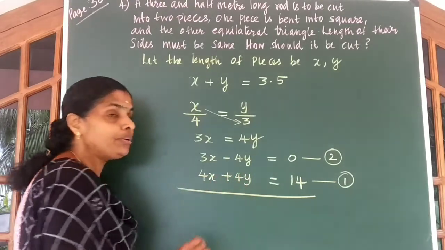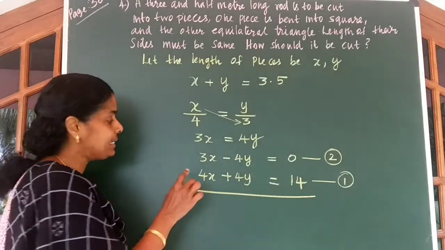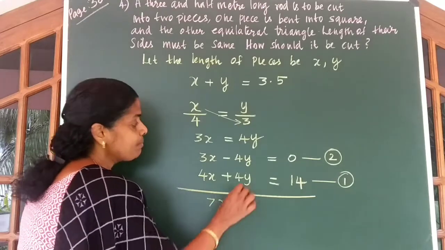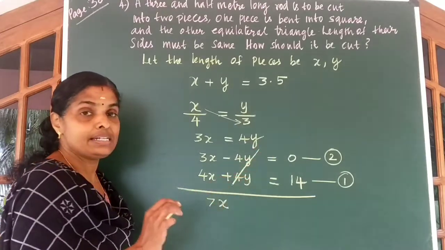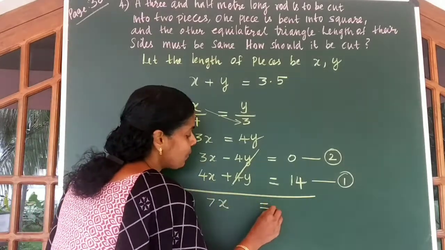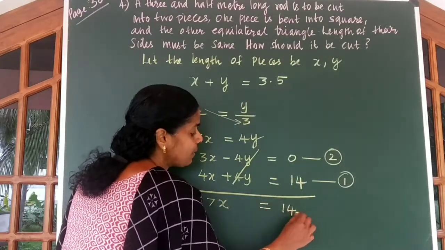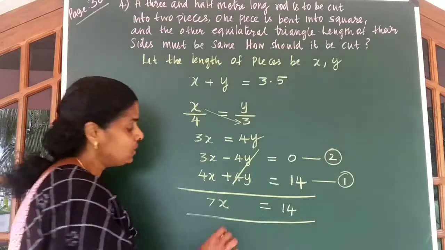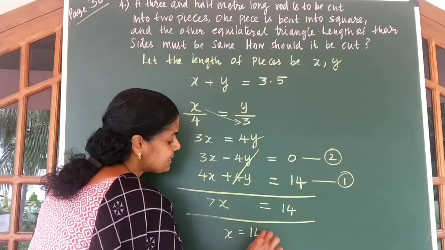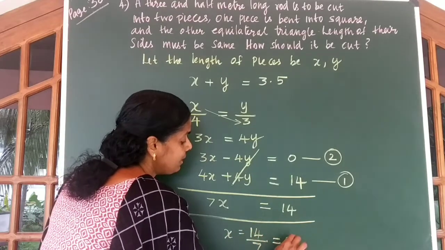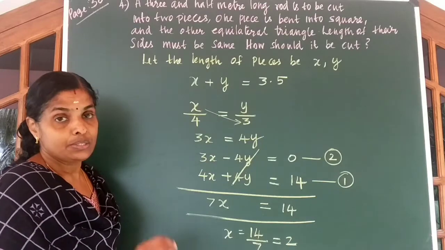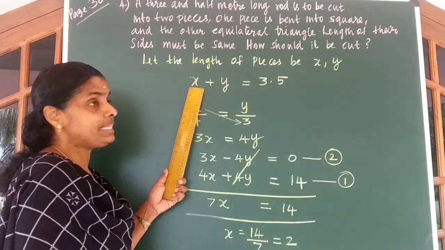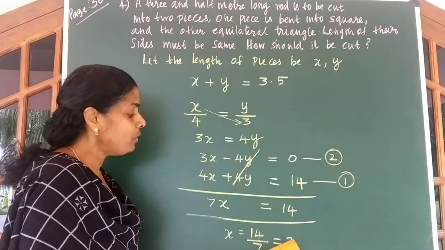Let us add the two equations. So what do you get? 3x plus 4x gives you 7x. Minus 4y cancels with plus 4y, is equal to 0 plus 14, which is 14. So we got 7x is equal to 14. So what is the value of x? x is equal to 14 by 7, which is equal to 2. So we got x is equal to 2, which is nothing but the first piece. x is equal to 2 meter.